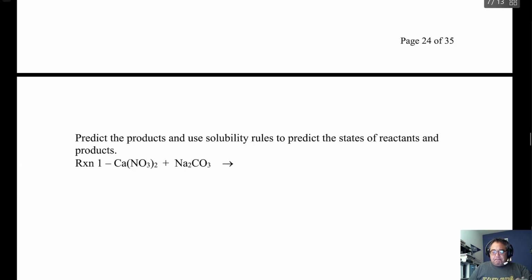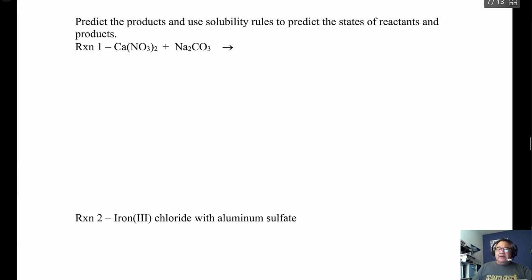Okay, so let's practice on these two reactants. You don't have to write the formulas out. They're already done for you, and if that's the case, you just assume they're correct at this point. What we're going to do is write this out as ions. So the first step is write out the ions. And the ions are going to be Ca2+ and 2 nitrates like this. And then it's going to be 2 Na+ and 1 CO3 2- like this.